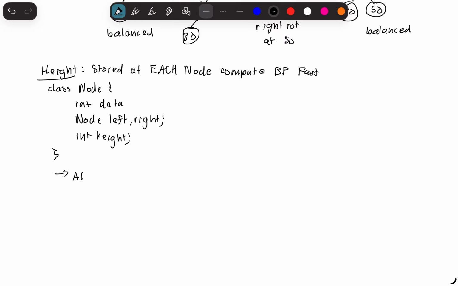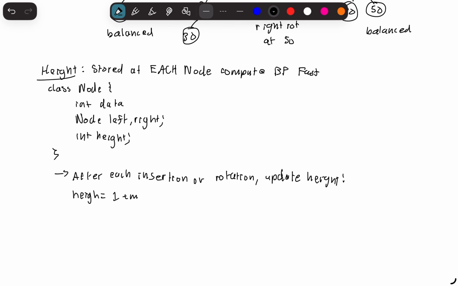Then after each insertion or rotation, you're going to update the height. So you're going to have height is equal to 1 plus the max of the height of the left and the height of the right.